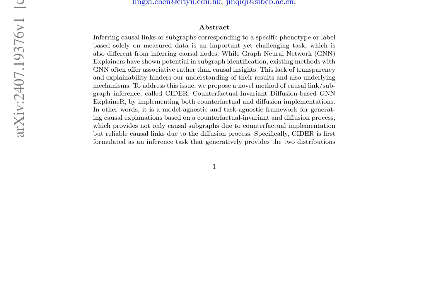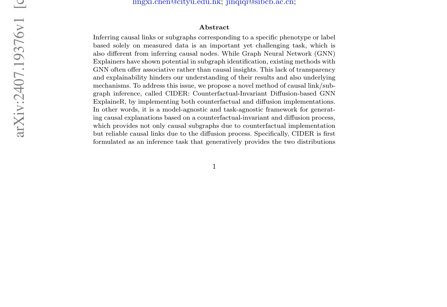The CIDER framework consists of two primary components, a counterfactual module and a diffusion module. The counterfactual module generates causal subgraphs by analyzing the differences in the graph structure between the observed and counterfactual scenarios. The diffusion module, on the other hand, provides reliable causal links by propagating information through the graph structure.